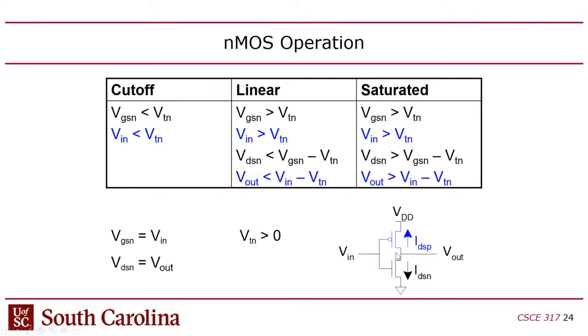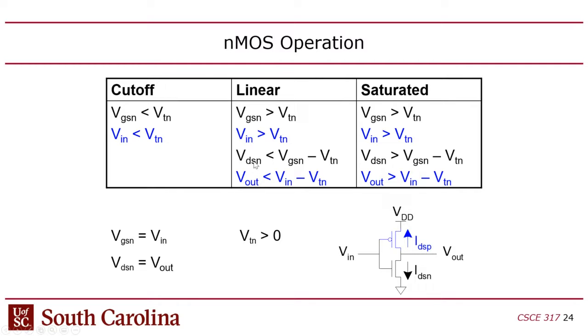Then the output is also going to be connected to the nMOS, but it's not connected to the gate. That's confusing. The output of the inverter is not connected to the gate of the nMOS transistor. It's connected to the drain.